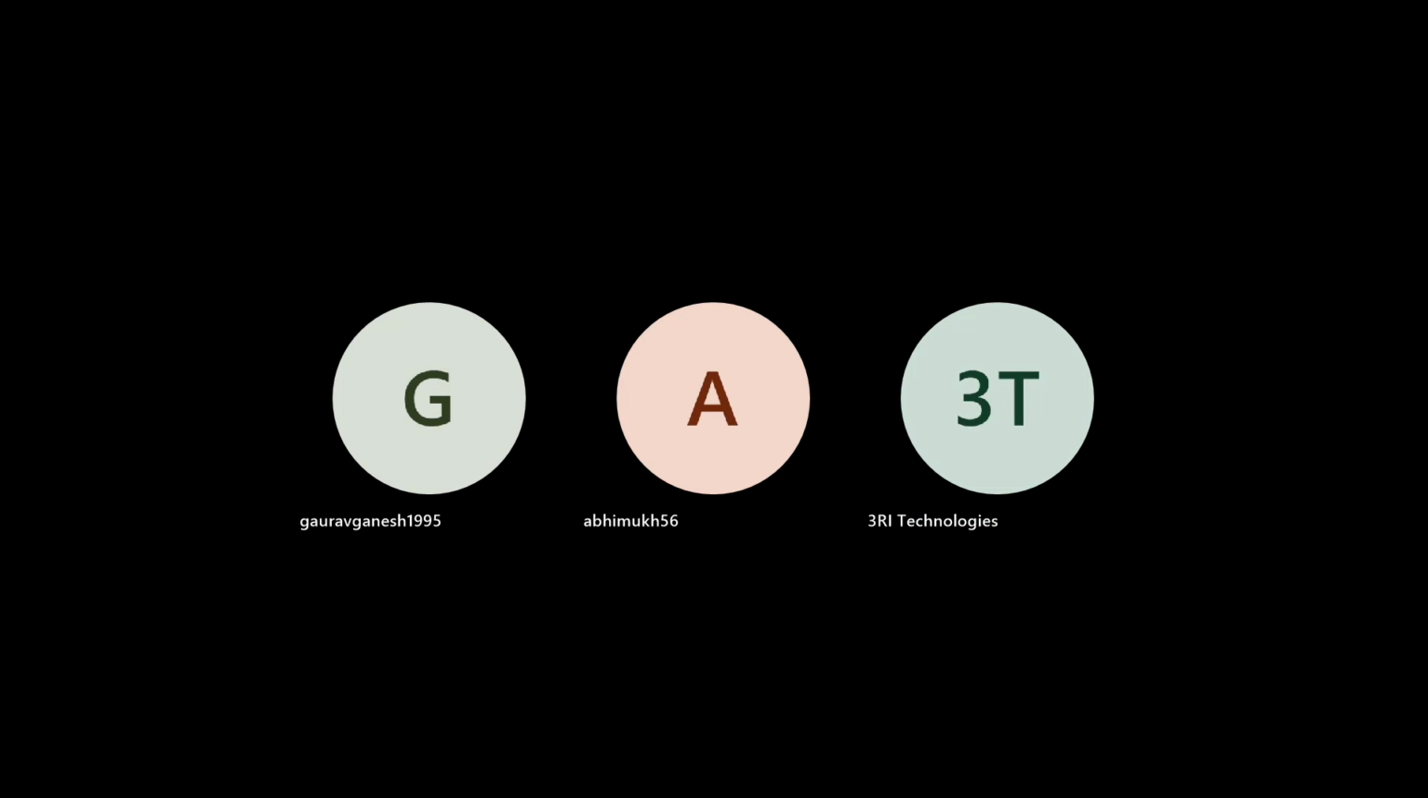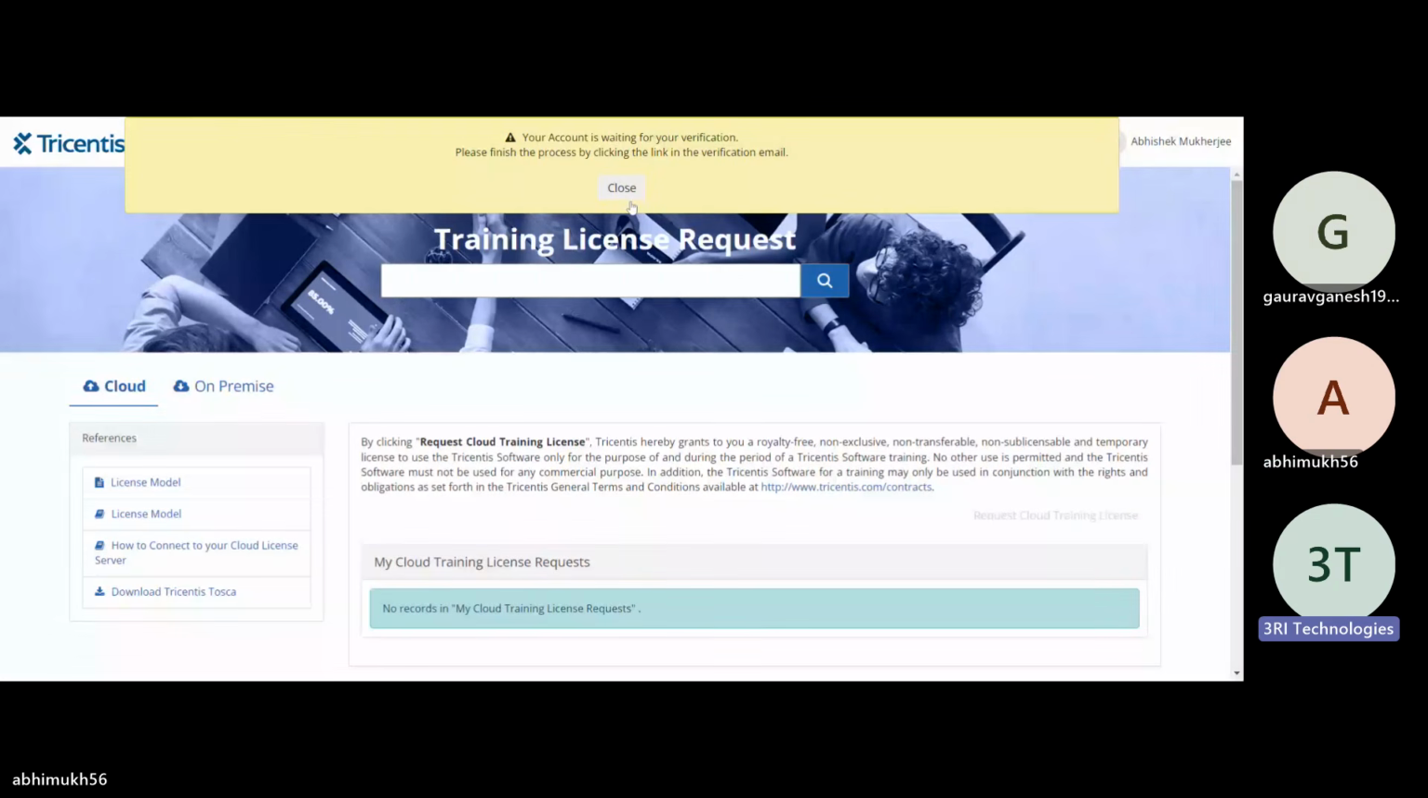Okay, I'm trying to register. Sure. And simultaneously, we will also request the cloud license so that it will be deployed within 5 minutes. Once the installation is done, you can access Tricentis Tosca.